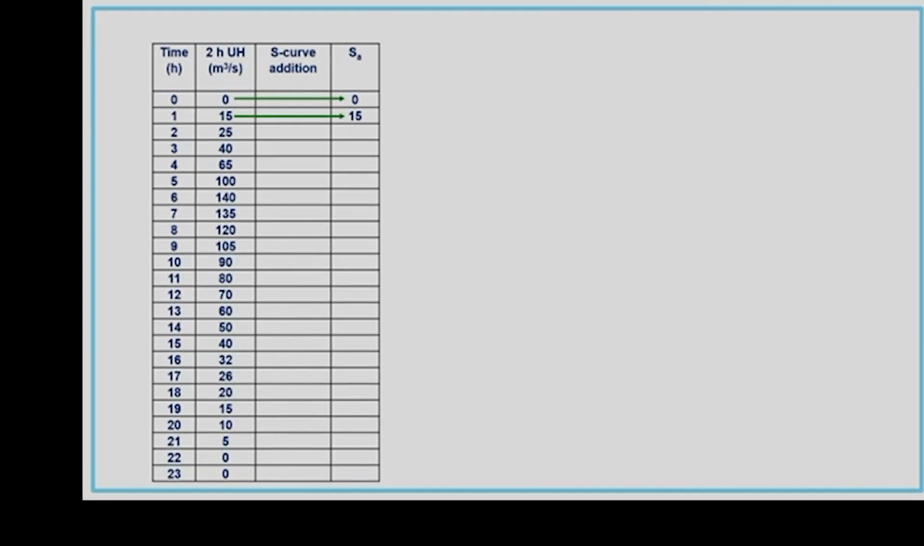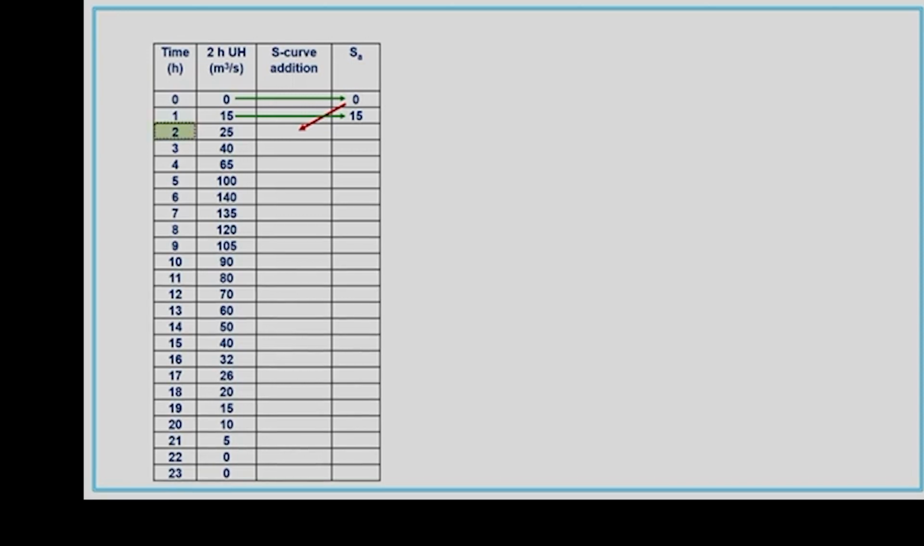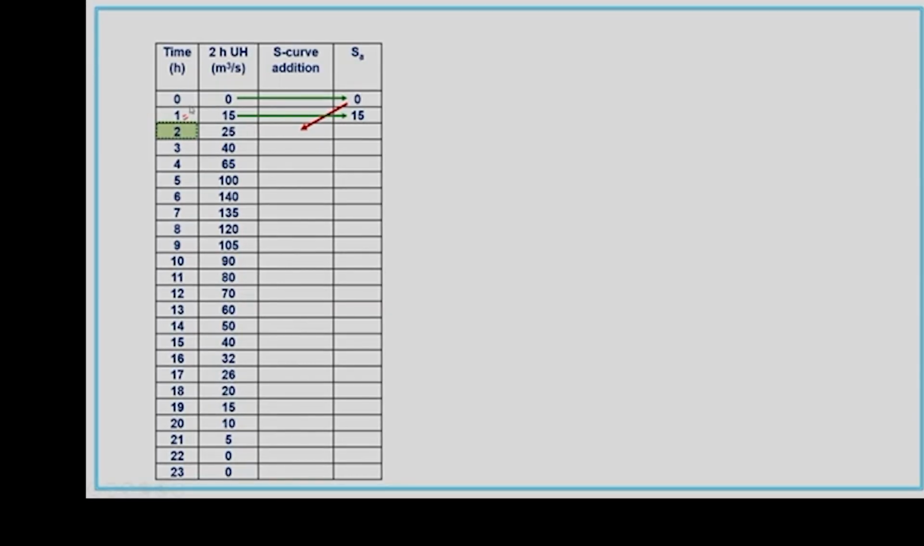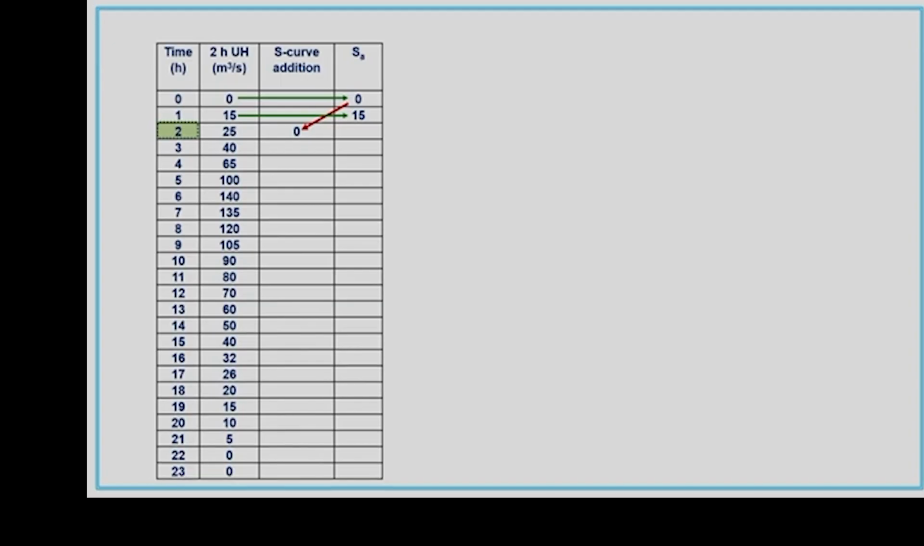Now, corresponding to 2 hours we will be having S curve addition, that is nothing but 0. So, here the utmost care should be taken, you need to put this S curve addition corresponding to the duration of the unit hydrograph. You should not put it at 1 hour. So, that 0 we will be putting corresponding to 2 hours, then we will be adding the corresponding unit hydrograph ordinate. 15 we will be putting corresponding to 3 hours.